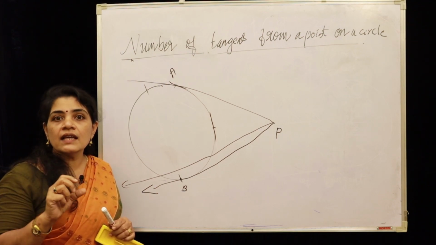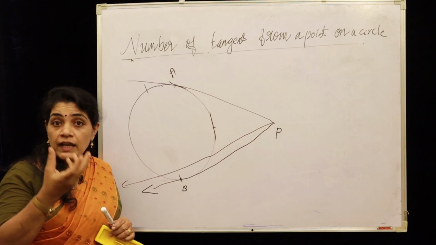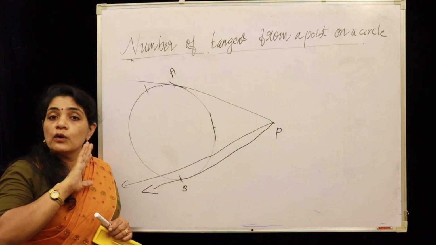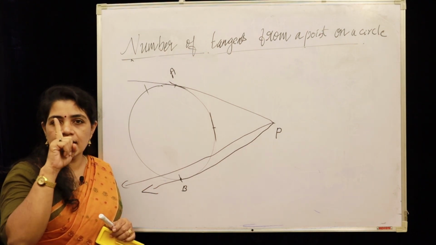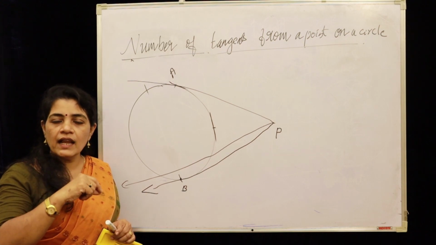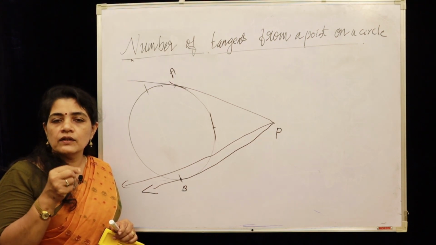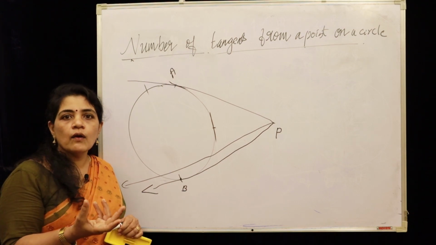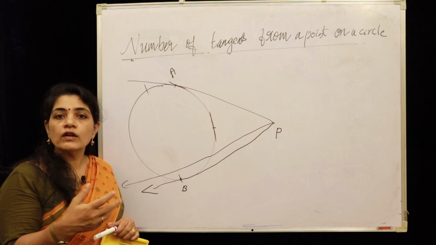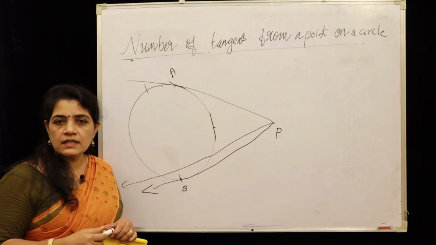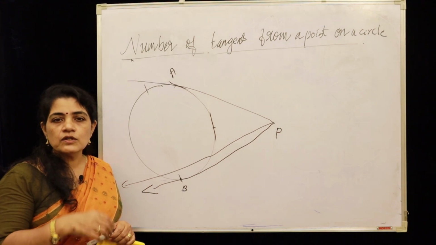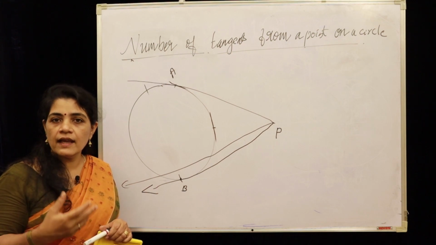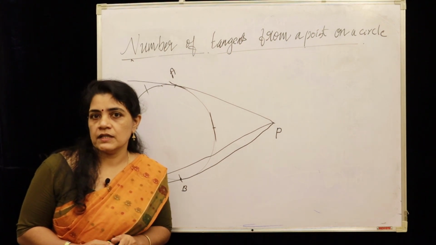So these are the three cases. When a point is lying interior to the circle, inside the circle, no tangents. On the circle, exactly one tangent. If the point is lying outside the circle, you can get two tangents. We will have very important results or theorems based on this that we will discuss later. Understood? These are very important points to be known before we start the exercise and the theorem sections.